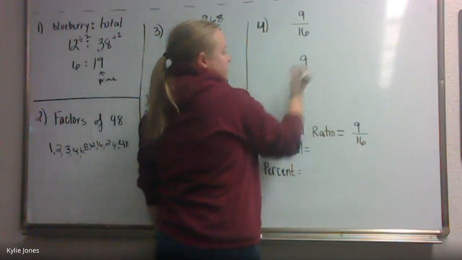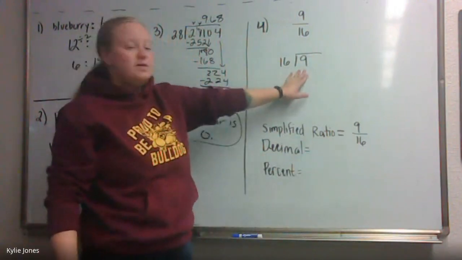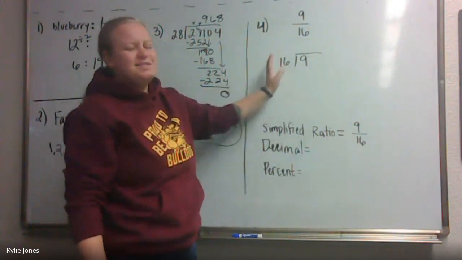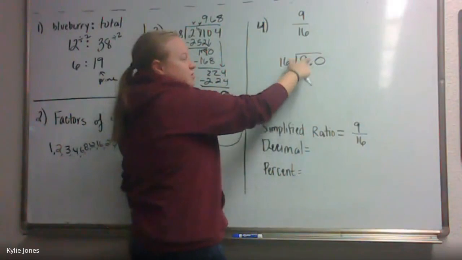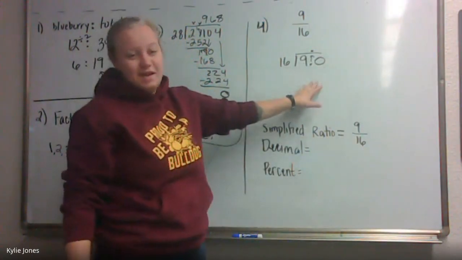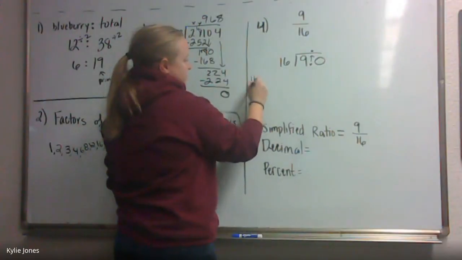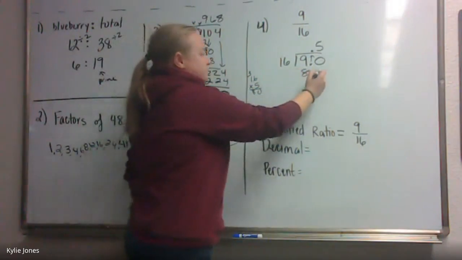When we go from fraction to decimal, we're going to take our top number, 9, and divide it by our denominator, 16. Does 16 go into 9? No. So we need to add a decimal and a 0. And remember, if you add a decimal, make sure you bring it straight up. Now does 16 go into 90? Yes. How many times? 5 times. Good. So if you do 5 times, you get 80 down here.